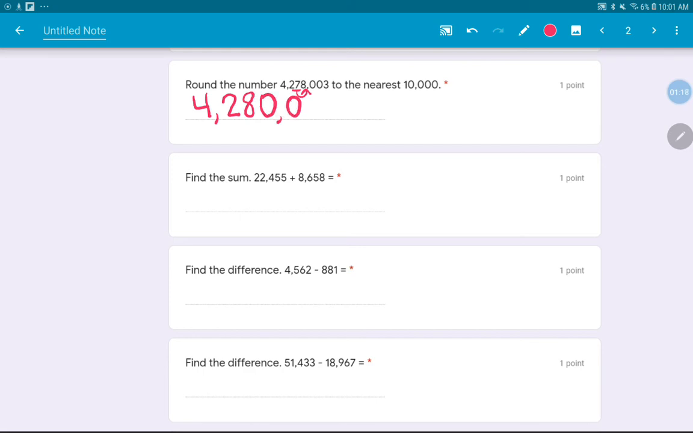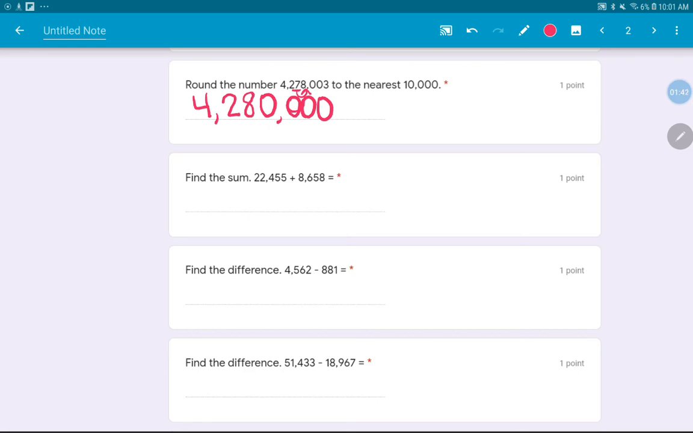4,280,000. Very good. The 8 in the thousands place tells the 7 that it needs to go up to an 8 because it's above the midpoint. My 4,200,000 stay the same. Everything else turns to zeros. 4,280,000.